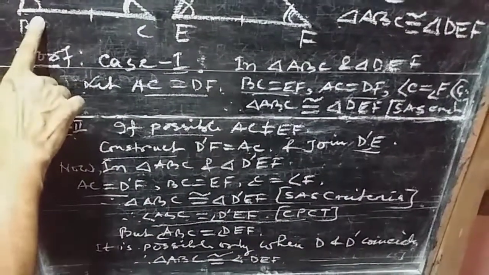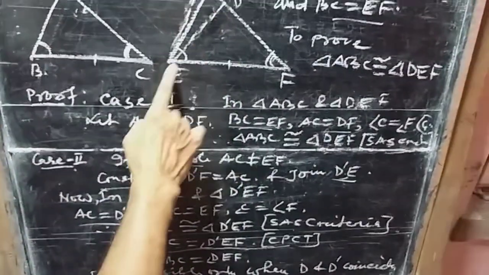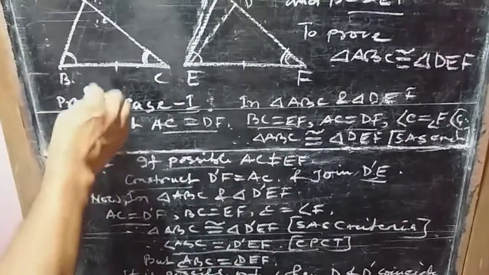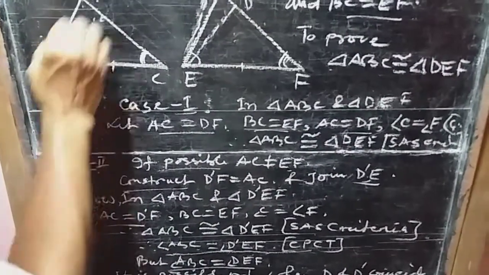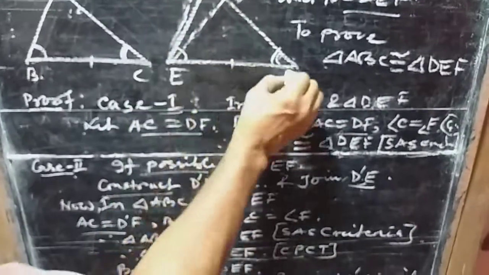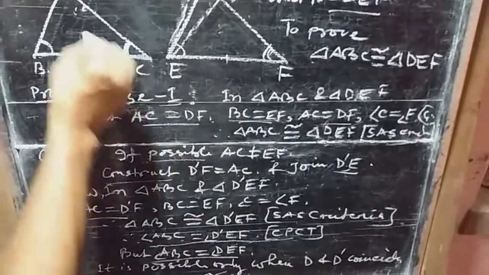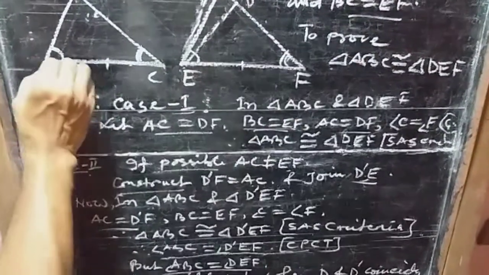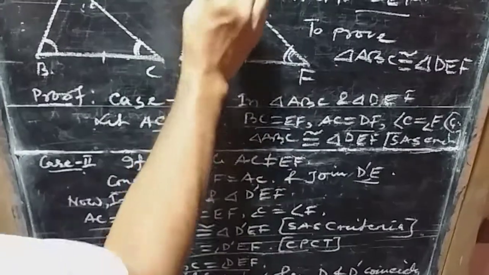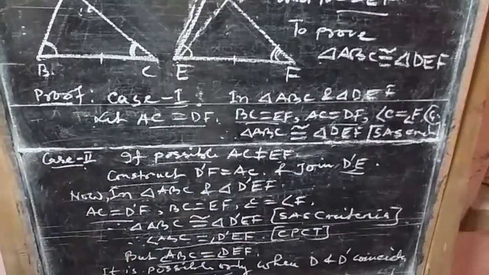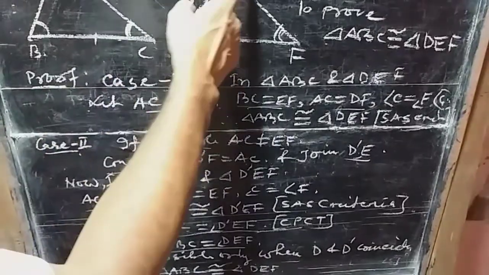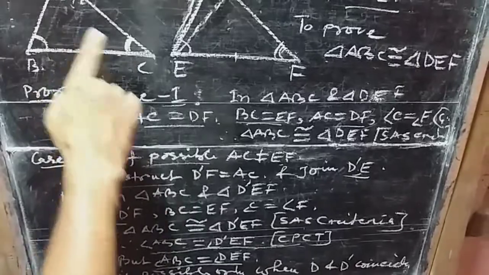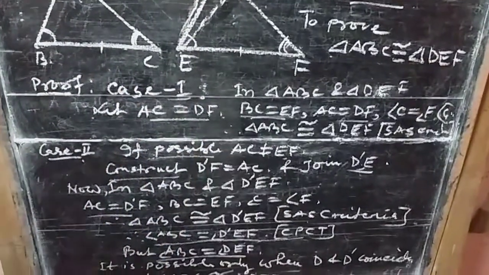But angle ABC equals angle DEF is given. So it is not possible for angle ABC to equal angle D dash EF, because ABC equals DEF is already given. So D dash and D must coincide with each other. It is only possible when they coincide. Then we conclude that triangle ABC is congruent to triangle DEF.